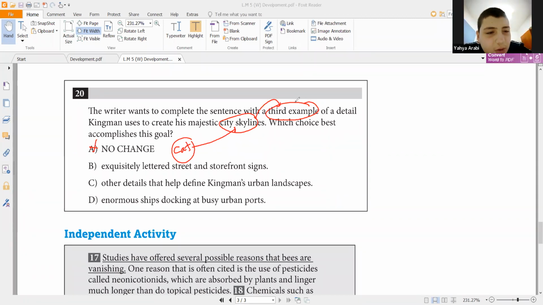What does exquisitely mean? Wonderfully, perfectly, in a beautiful way. Port is like the side where ships come from. Yep. Okay.